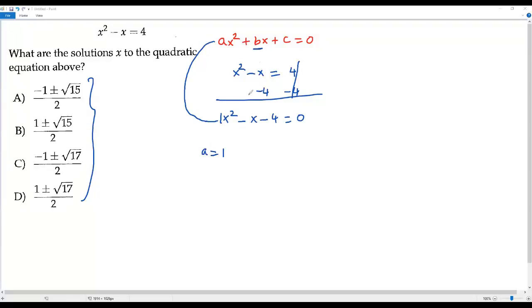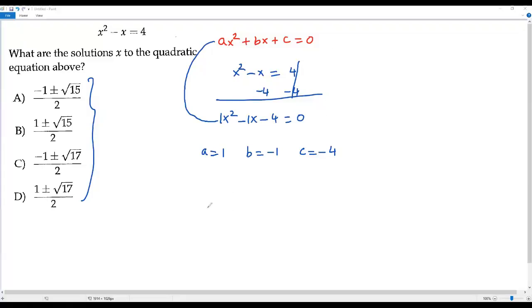To get the value of b, we have to consider the coefficient of x. The coefficient of x is negative 1. Here also, in front of x we don't have any number, so we have to assume there is 1. Since there is a negative sign in front of it, the coefficient of x is negative 1. That's the value of b. And c is the constant term in our quadratic equation, which is negative 4. Now I have the values of a, b, and c.